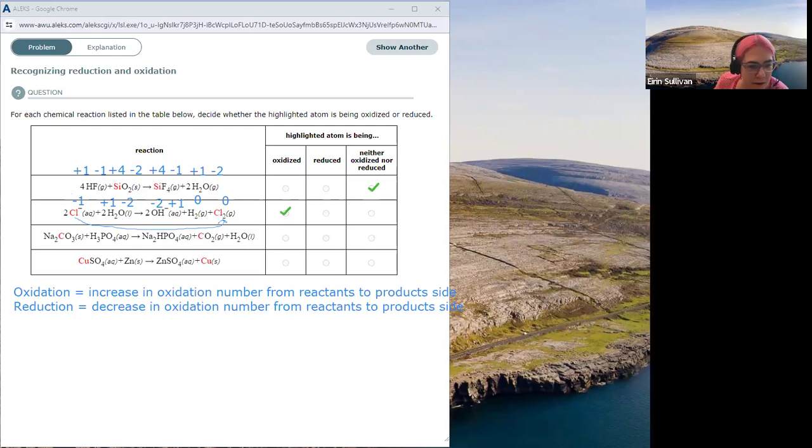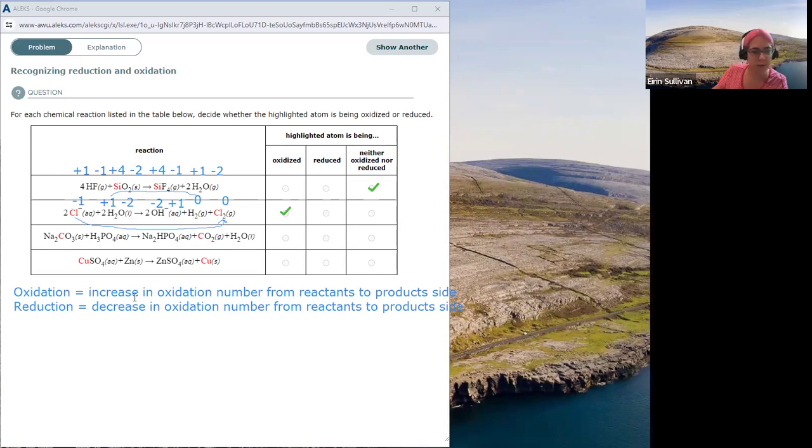So chlorine is actually being oxidized. If something is being oxidized, something else must be being reduced. And I can see it's hydrogen here being reduced from +1 to 0. So the chloride ion is being oxidized to chlorine, and the hydrogen cation is being reduced to hydrogen. Okay, so let's have a look at the next one.